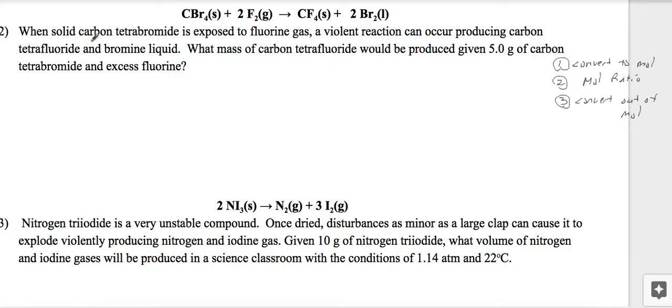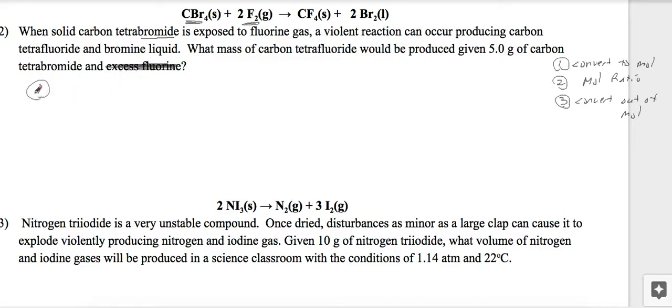We have solid carbon tetrabromide and fluorine gas. So if we look up here at the reactants, we have carbon tetrabromide and we have fluorine gas. It's a violent reaction that can produce carbon tetrafluoride and bromine liquid. So here's a tetrabromide, bromine, and tetrafluoride, fluorine. And then we have bromine liquid. What mass of carbon tetrafluoride would be produced given 5 grams of carbon tetrabromide and excess fluorine? Remember that we don't have to do anything with that. So this one is just a mass to mass equation.